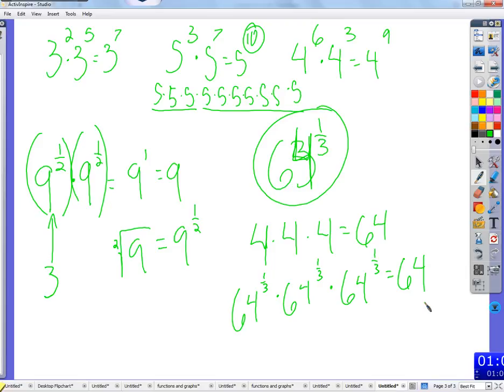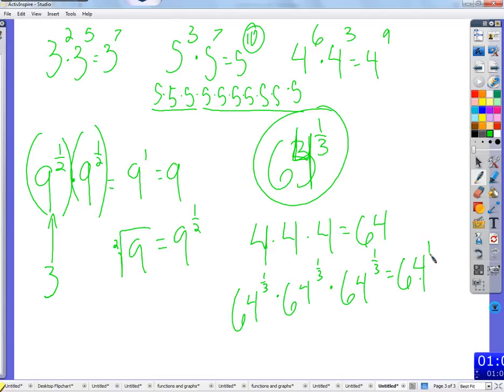That makes sense. It sounds like you're saying that it starts to follow the same pattern, but can you convince me that this times this would have to be 64 to the first power? That adding the exponents up there is the exact same principle. It's just adding a third of 64, another third of 64, and another third of 64. And 1/3 plus 1/3 plus 1/3 is 3. It is 1. 3 over 3 is 1.